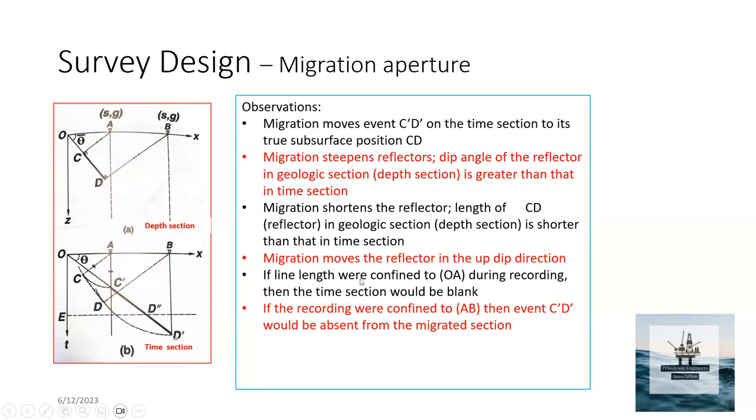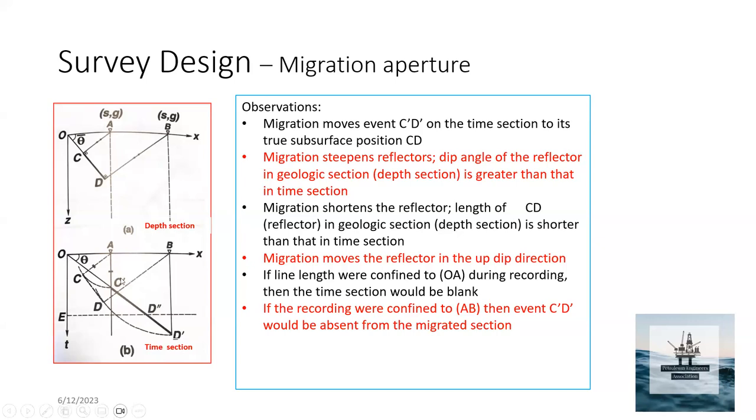If line lengths were confined to OA during recording, then the time section would be blank. If the recording were confined to AB, then event C dash D dash would be absent from migrated section. Okay, let me explain it here. Here we have this point O and A and B. What we are doing in the migration part is that we move this C dash D dash. The migration is a process where the reflection changes from a position to another real position, similar to the geological settings or geological position.